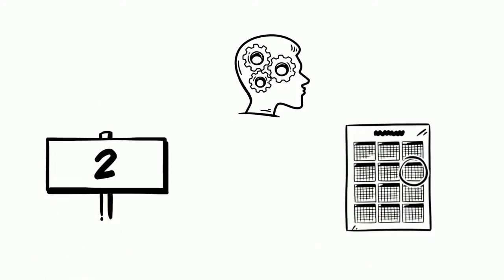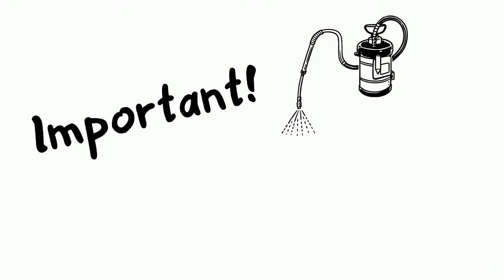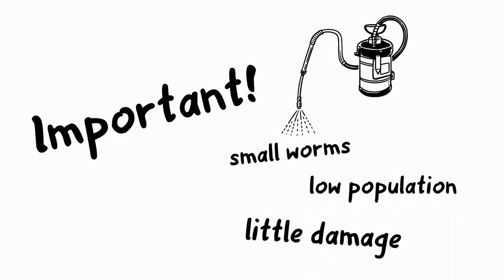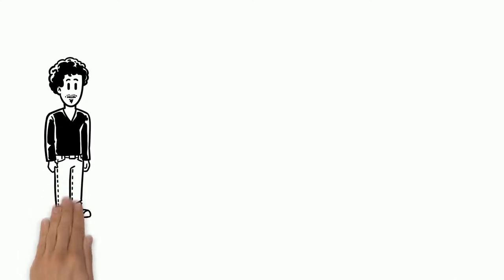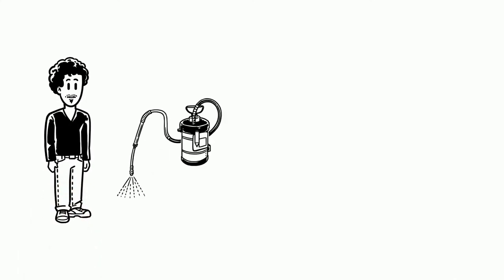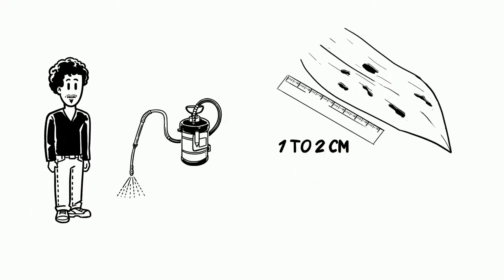Step 2 is deciding when to spray an insecticide. It is important to start control measures when the larvae are small and the population size is low and little plant damage has occurred. Sanjay needs to spray when many corn leaves have small 1 to 2 cm size holes.